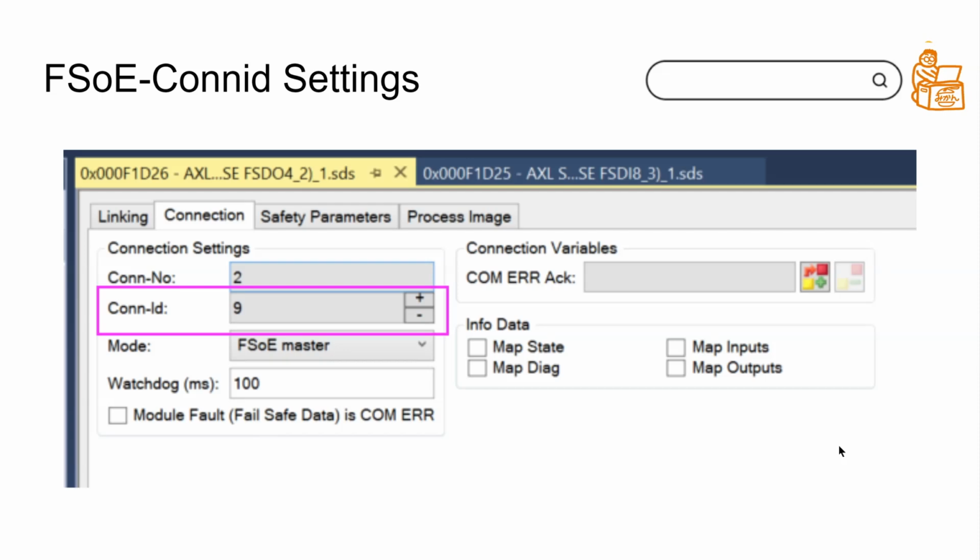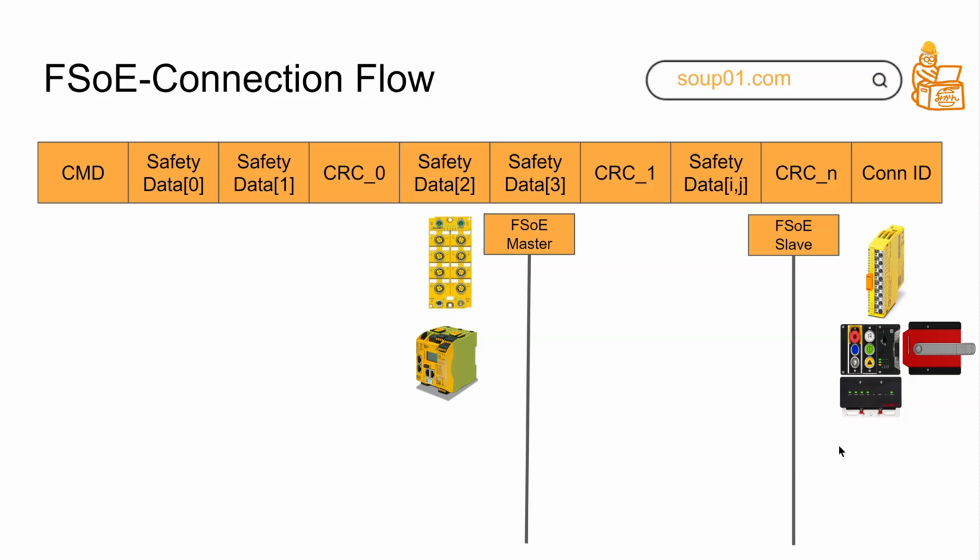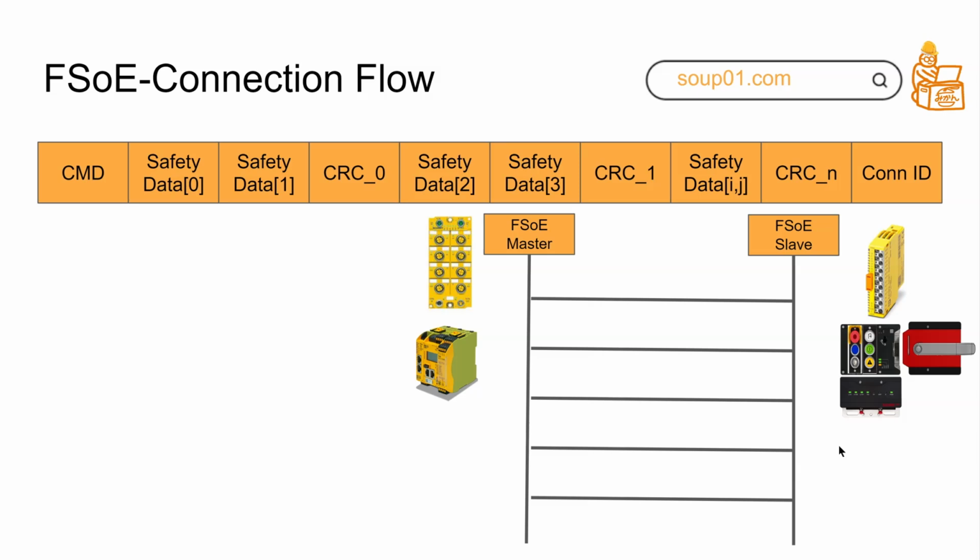In this case, TwinSAFE. Okay, so let's go a little bit deeper into the connection flow. On the left-hand side is the FSoE master. On the right-hand side is the FSoE slave. Here you need a few steps to make a connection between the FSoE master and slave. The first thing you need is a reset. It happens when the machine starts up, or after a communication error.